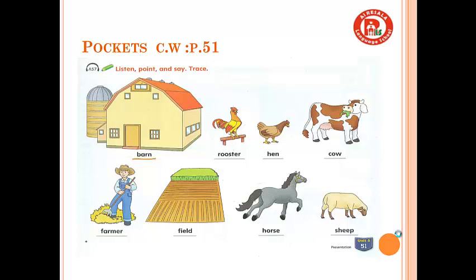Underline cow. Cow, cow. Underline farmer. Farmer, farmer. Okay, underline field. Field, field. Okay, you finished. Underline rooster. Rooster, rooster. The last one is hen. Hen, hen. Okay.